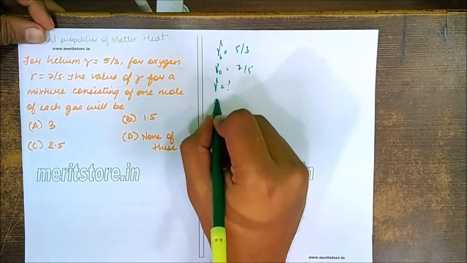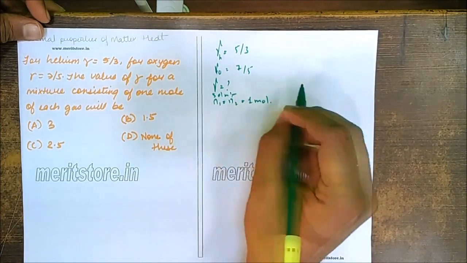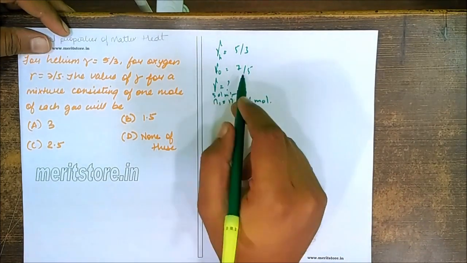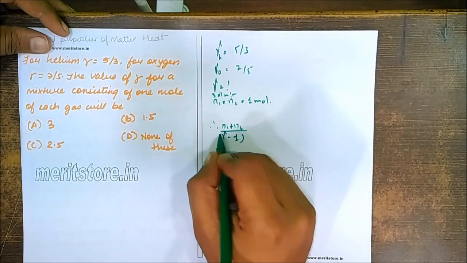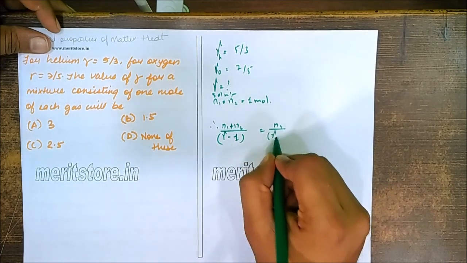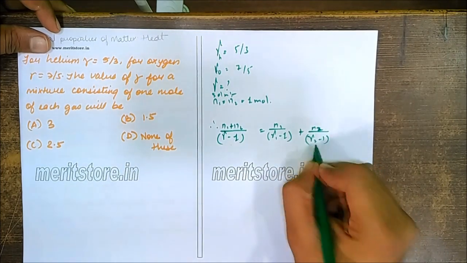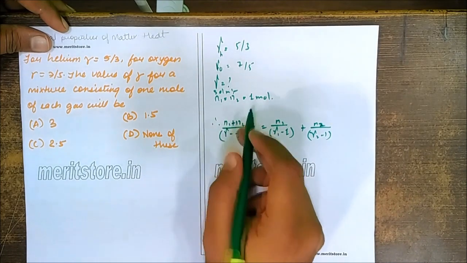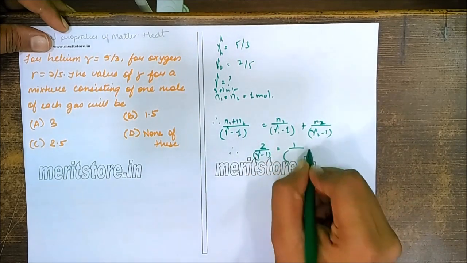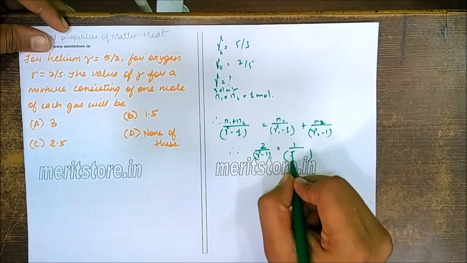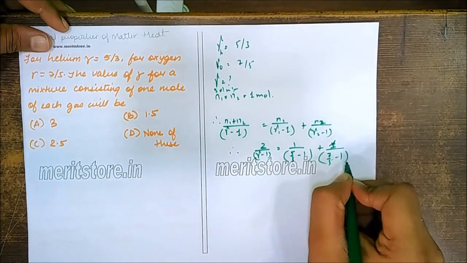Simple question. We know 1 mole, that means N1 is equal to N2 is equal to 1 mole, and gamma H is 5 by 3, gamma O is 7 by 5, so you can use this formula: N1 plus N2 upon gamma minus 1 is equal to N1 upon gamma 1 minus 1 plus N2 upon gamma 2 minus 1. So N1 plus N2, but N1 and N2 is equal to 1, so this could be therefore 2 upon gamma minus 1 is equal to 1 upon gamma H, which is 5 upon 3 minus 1, plus 1 upon 7 upon 5 minus 1.